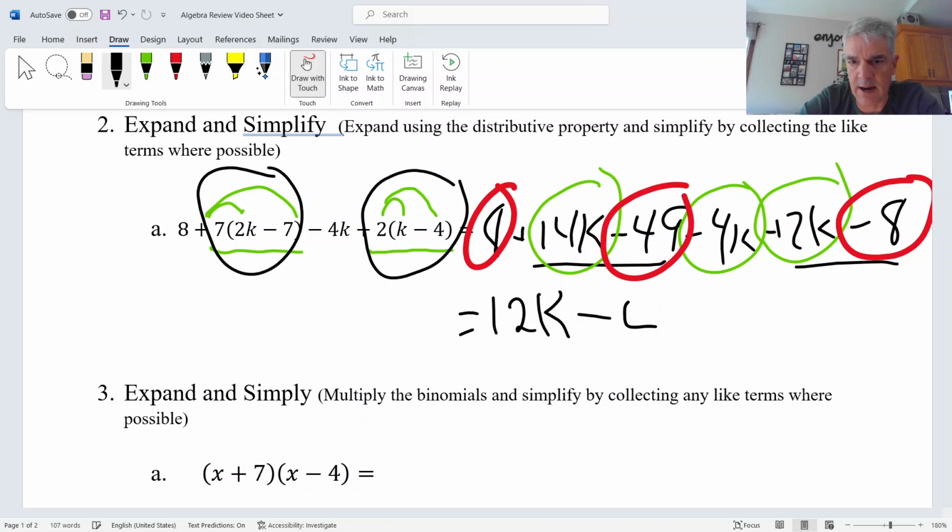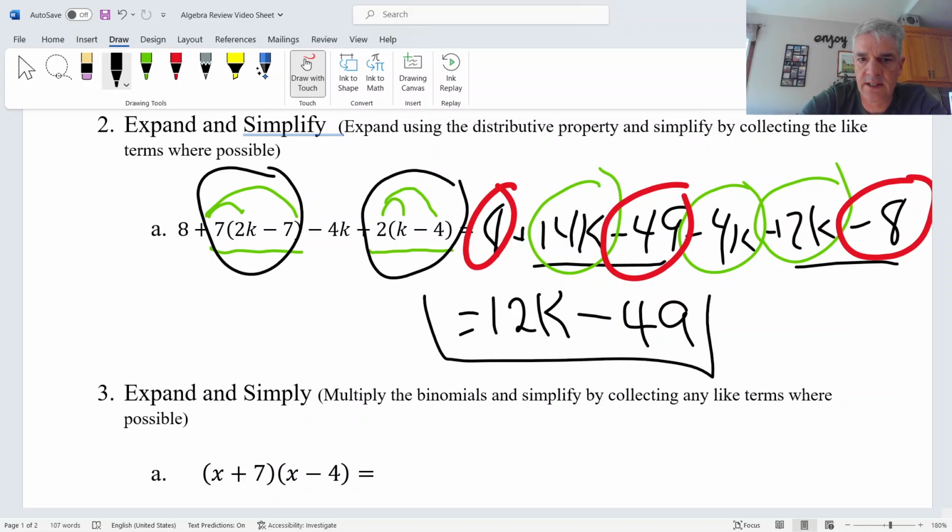And so then I write my answer minus 49. And there is my final answer. In this case, I like to box it. And there it is. It's done for me. I expanded first, then I simplified. Okay, so the expanding was these parts here that I did, giving me my answers in here, and then I finally simplified down here.